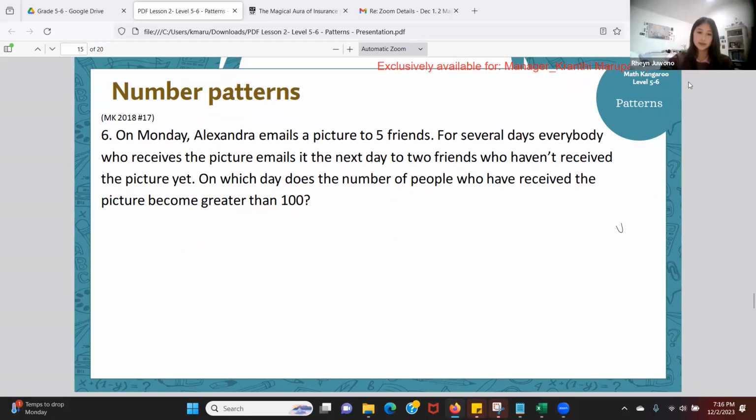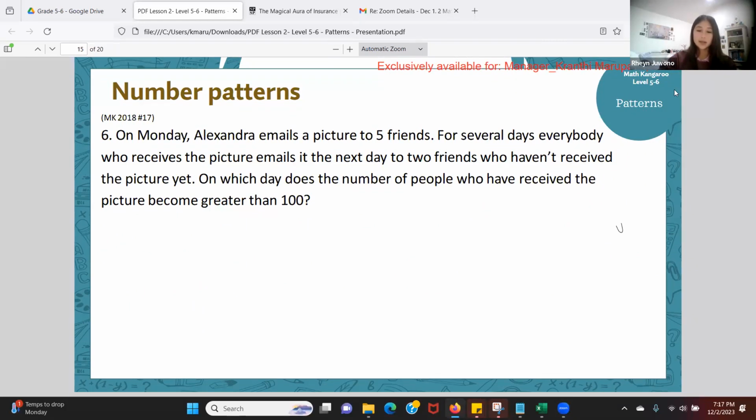Sure. So on Monday, Alexandra emails a picture to 5 friends. For several days, everybody who receives the picture emails it the next day to 2 friends who haven't received the picture yet. And on which day does the number of people who have received the picture become greater than 100?